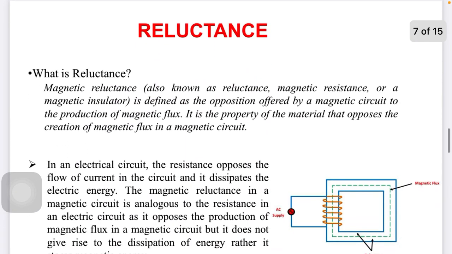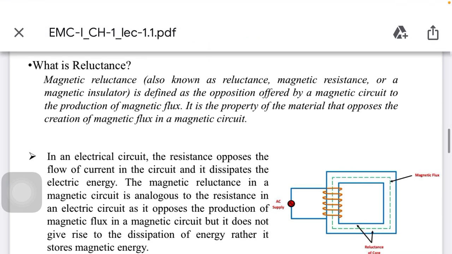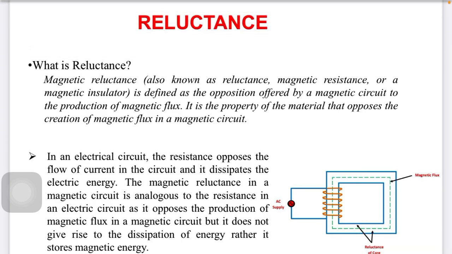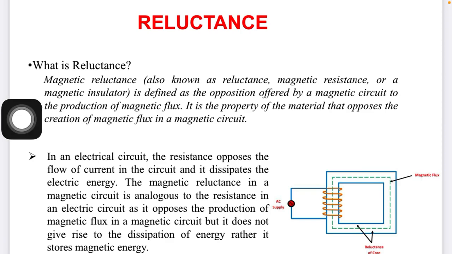Now, reluctance. Resistance is the name for what opposes the electric current. Similarly, reluctance also opposes the magnetic field. The resistance in a magnetic field is called reluctance in simple terms. Magnetic reluctance is also called magnetic resistance or magnetic insulator, and it is defined as the opposition offered by the magnetic circuit to the production of magnetic flux. It is a property of the material that opposes the creation of the magnetic flux in the magnetic circuit.